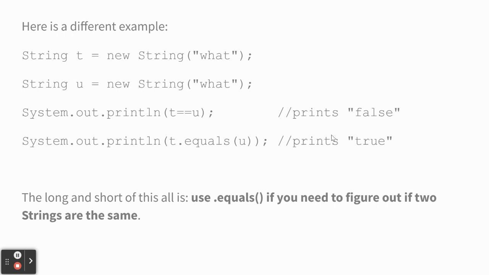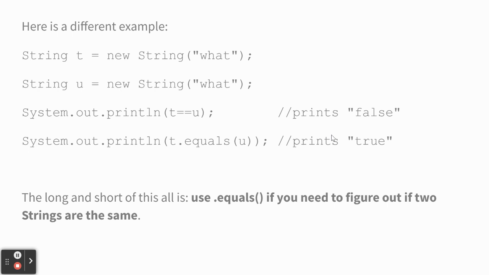Here's a different example. String T equals a string, and I put the text in there, what? String U is a string, and I put the text, what? So you think they would be the same. But in this case, this code prints false because double equals is not checking, hey, is this the same string? What it's checking is, are these literally pointing to the same place in memory? And in this case, we're not, because I created two different variables.